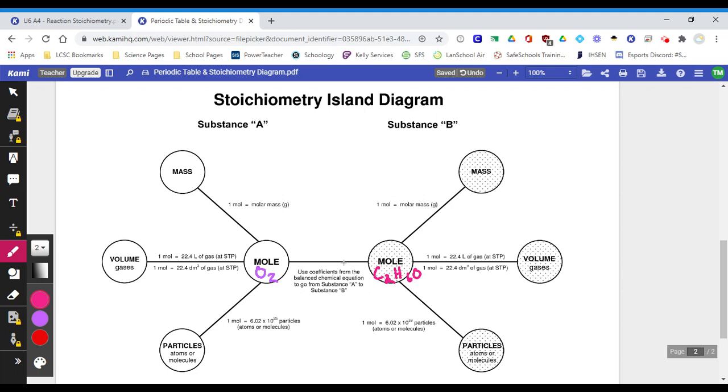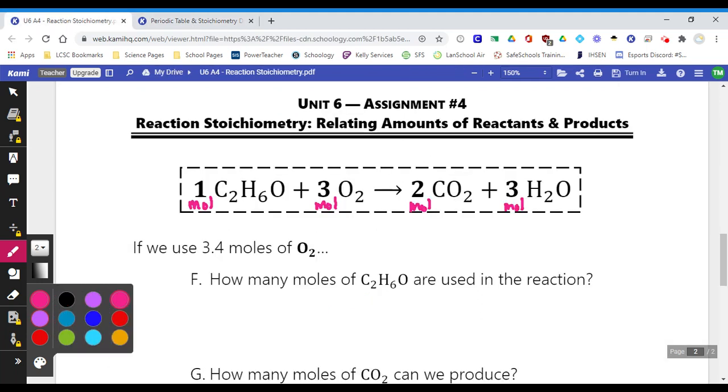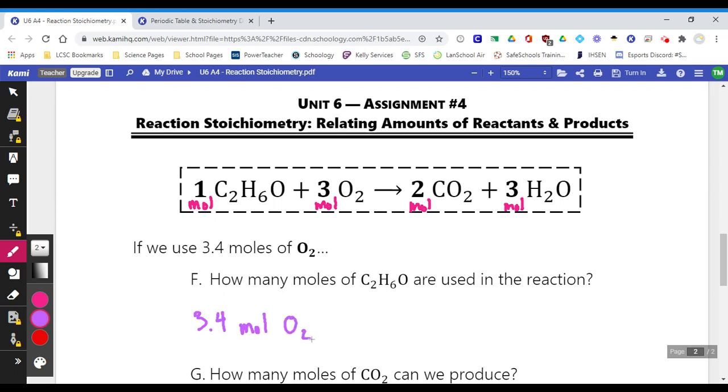So to go from moles of O2 to moles of C2H6O, we are using the coefficients from the balanced chemical reaction equation to go from substance A, which is O2, to substance B, which is C2H6O. Okay, so I need to use the coefficients from the balanced equation. So let's set this up. Let's start with what I'm given, which is 3.4 moles of O2. Whatever I'm given has to go out front because that's what I want to convert. 3.4 moles of O2.